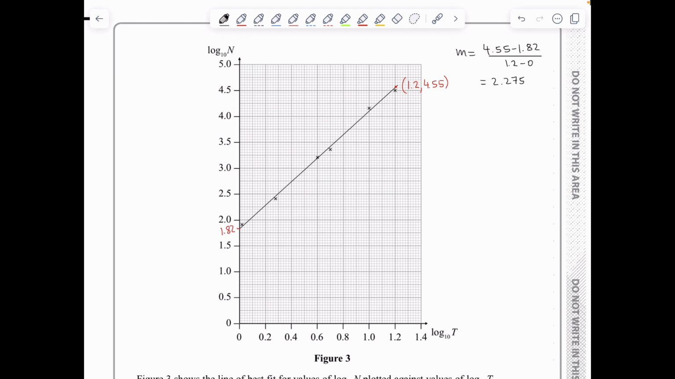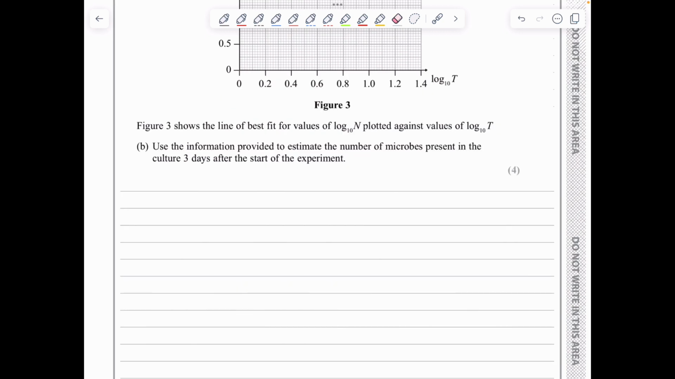I can see the y-intercept is 1.82. I'm cutting the vertical axis at 1.82. So the equation of the line of best fit is y is 2.275x plus 1.82. So recalling that we had log N base 10 is C plus M log T base 10, we have just established that the value of C is 1.82 and the value of M is 2.275. So we've got the equation for log N in terms of log T.